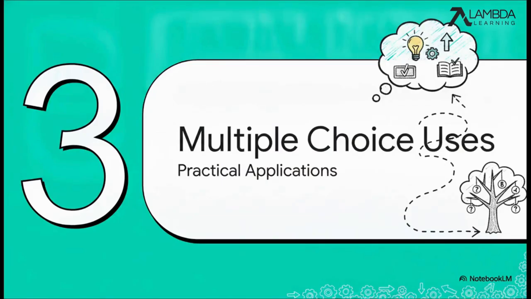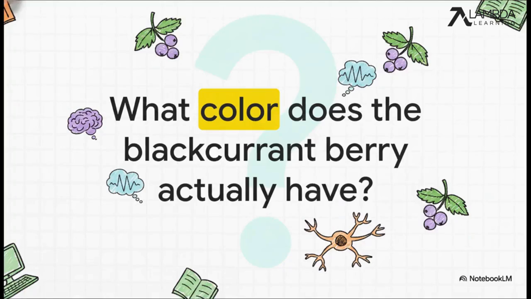Section 3, multiple choice use cases. Multiple choice is such a versatile way to bring active learning into your courses. Take this super simple example. What color does the blackcurrant berry actually have? Now imagine a learner just finished reading a really dense paragraph on plant biology. Suddenly, this pops up. It instantly forces them to recall a fact they just read seconds ago.